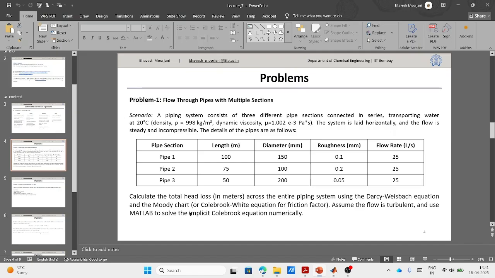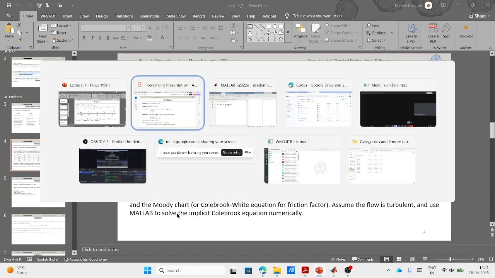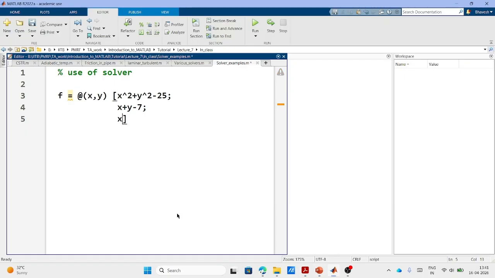Then the two parabola equations are x square is equal to 25 and x square is equal to 16. So x square minus 25 and x square minus 16, right? So these are my four equations. I have provided them in column format. You can also provide them in row format, or anything is fine. So this is my function.